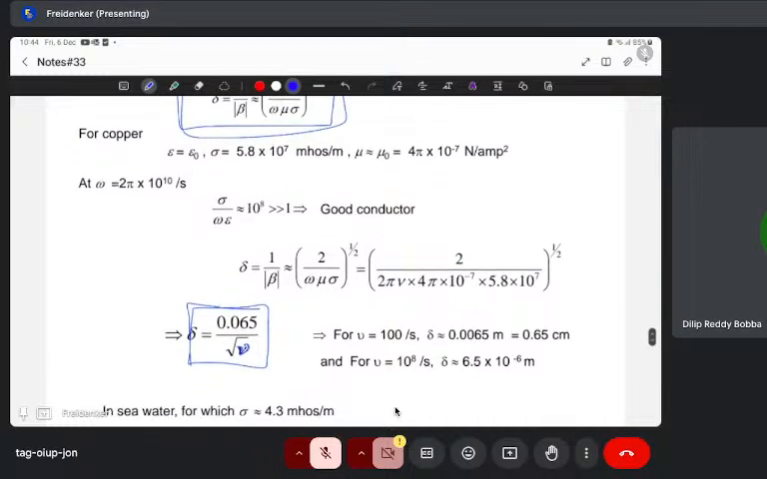Okay, this is for copper. Fine. They just substituted the values. Here mu is given, sigma is also given. So they just substituted this and rewrote this formula. That's it.